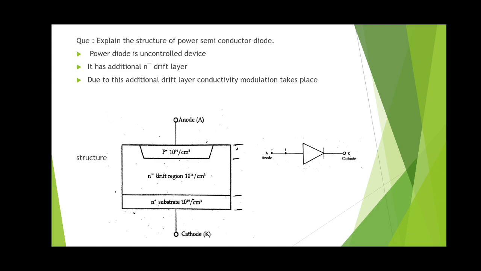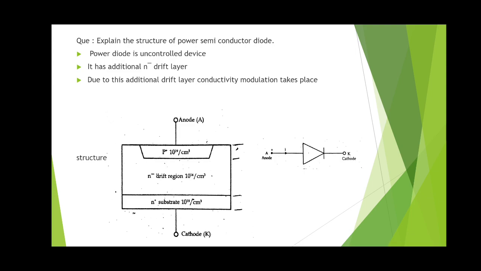We know that there are two terminals of the power diode, that is P plus anode and N plus cathode, and in between them an extra layer, the drift layer or drift region, is inserted, having a doping of 10 to the power 14 per centimeter cube. Due to this additional layer, the working of the power diode changes.